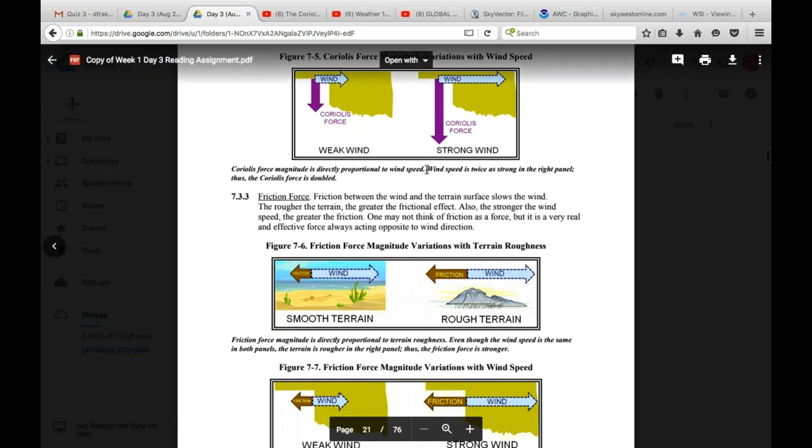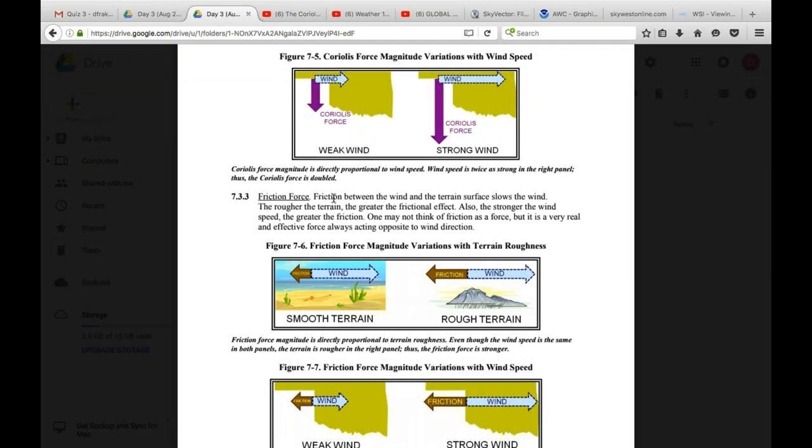Friction force is another one of those that we talked about that can affect wind. Friction between the wind and terrain surface slows the wind. The rougher the terrain, the greater the frictional effect. Also, the stronger the wind speed, the greater the friction. So if you're going over mountains, trees, things like that, you're going to come across friction. But this is going to be very low-level wind. This isn't like the steering winds that we were talking about at 18,000. Like she was talking about global winds and then lower-level winds in that video earlier, this would be more like lower-level winds.